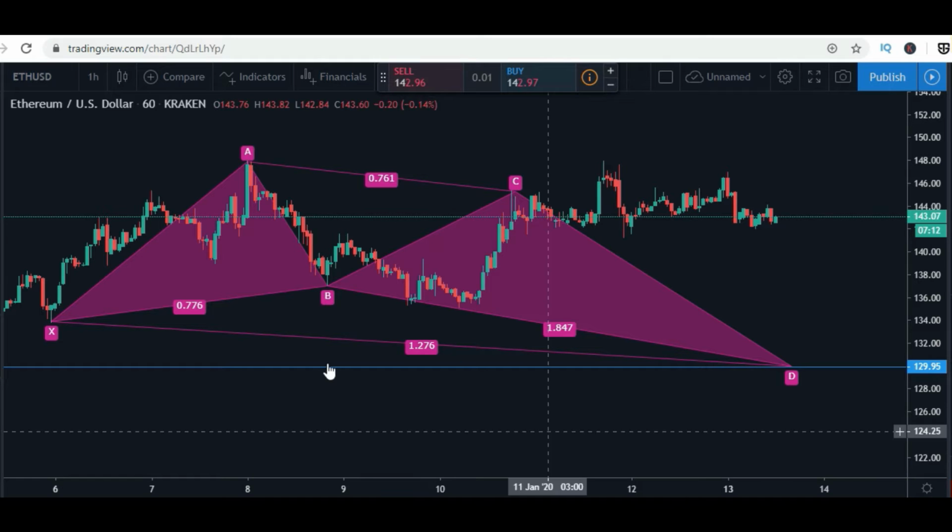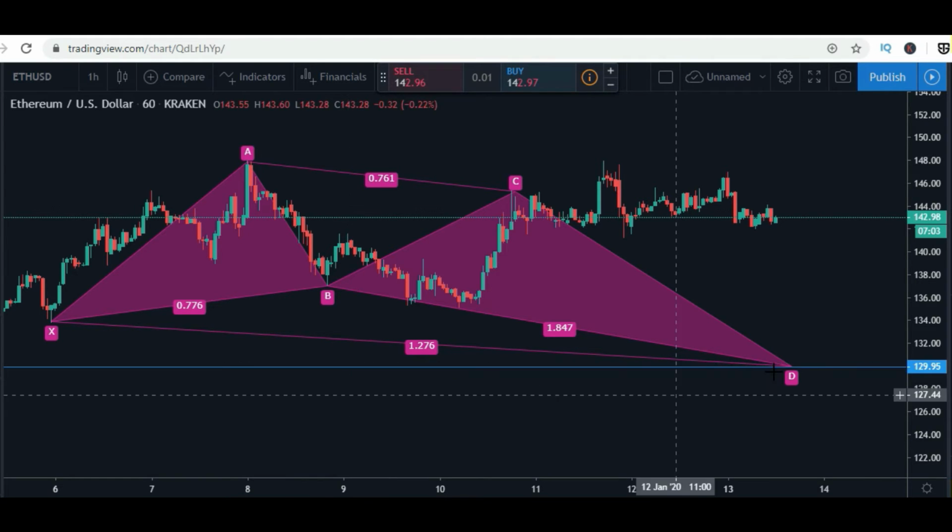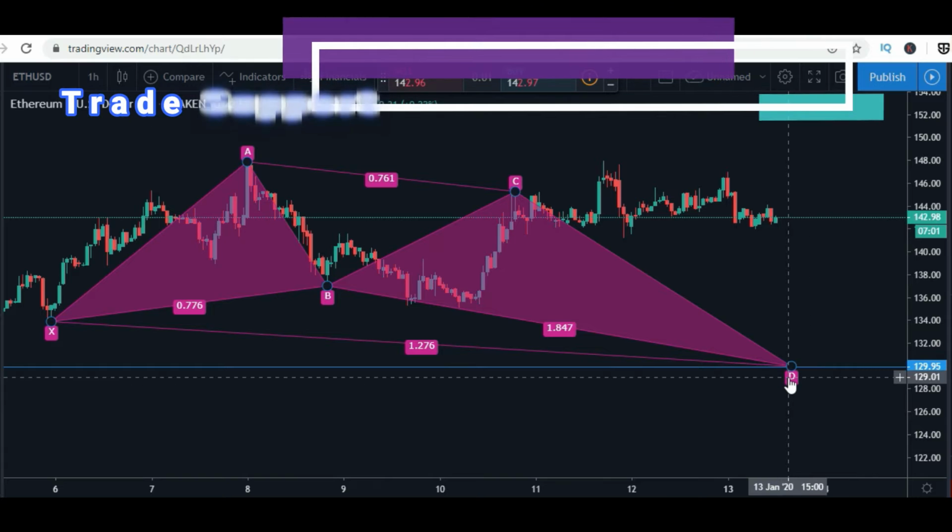Now, on the Ethereum chart, it hasn't quite panned out. I want to show you guys why, and why if Ethereum reaches a price down here, we may be in a very good position to buy.